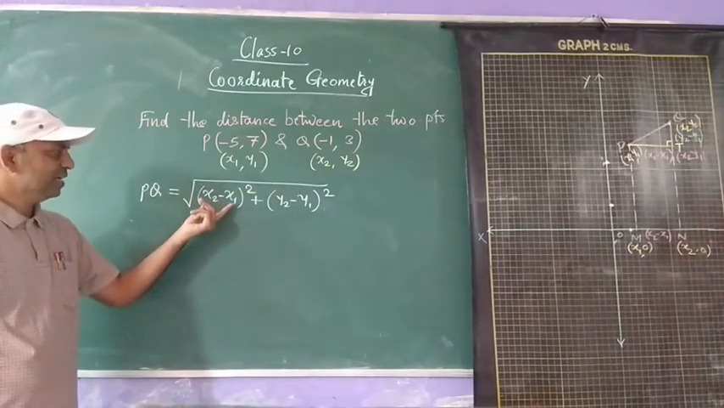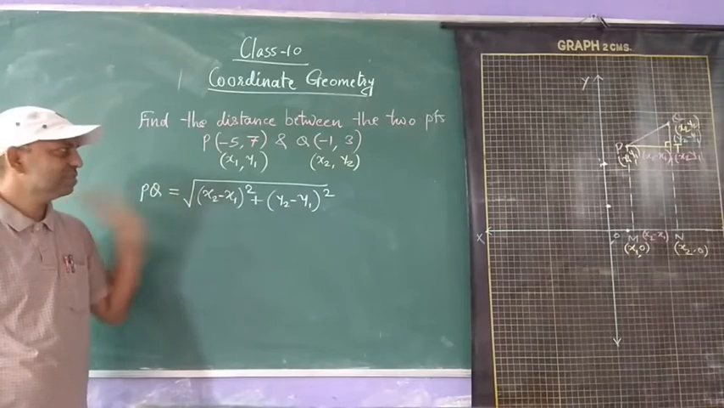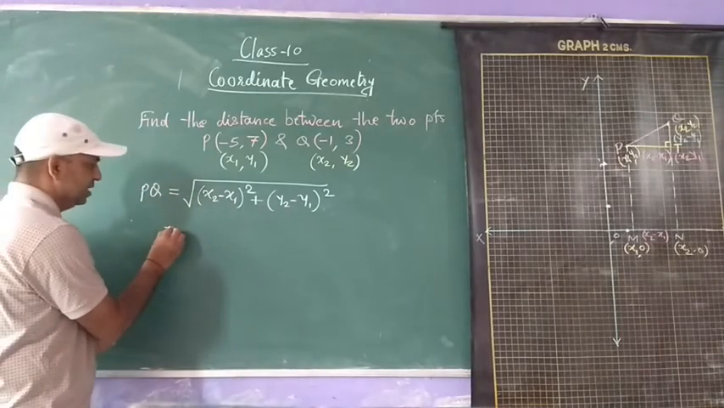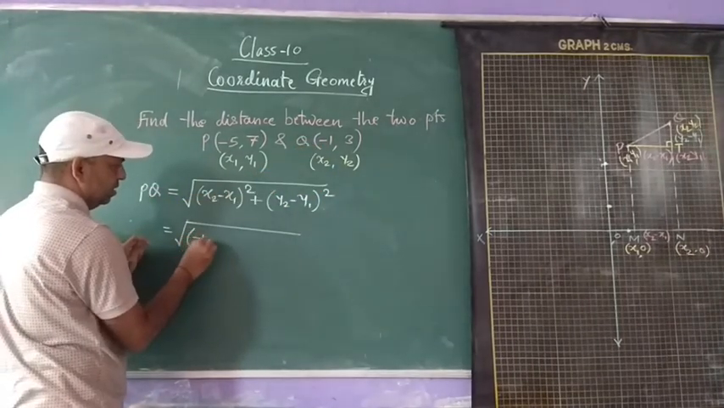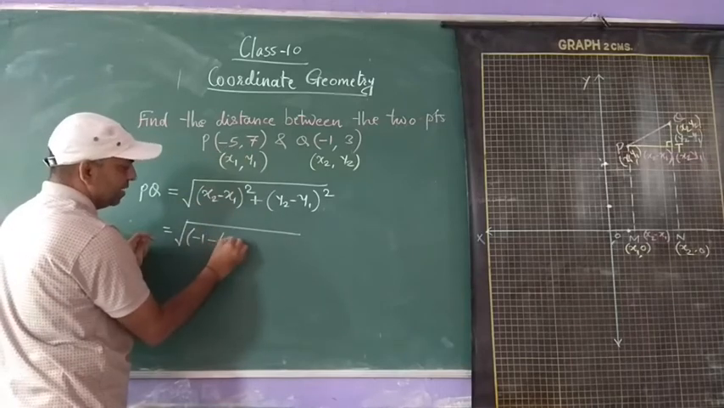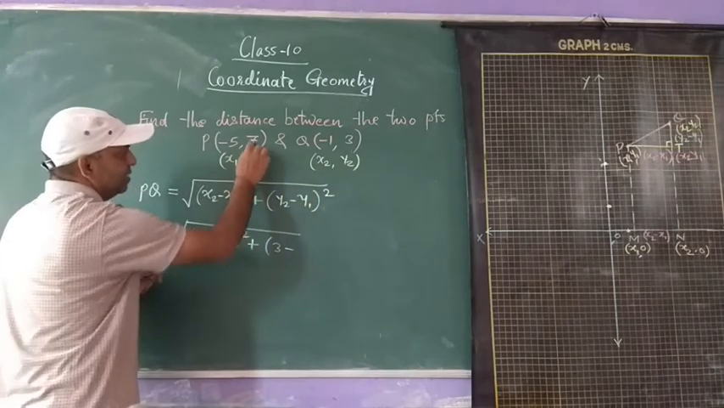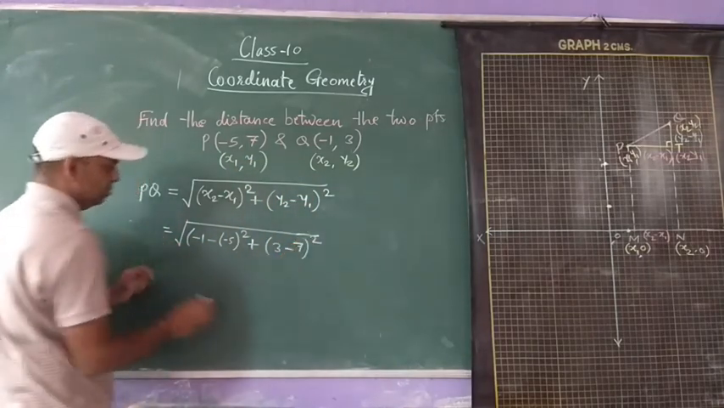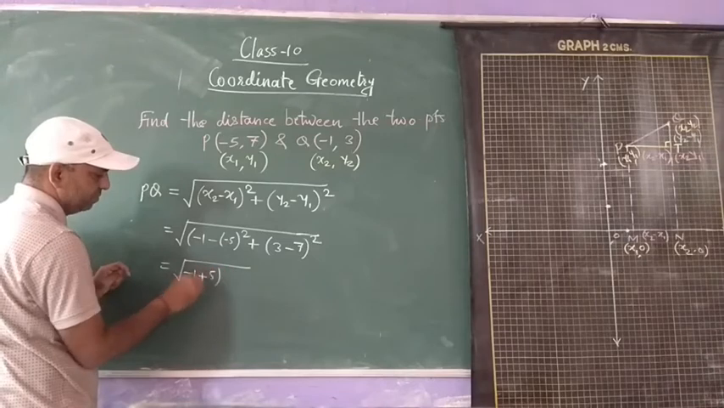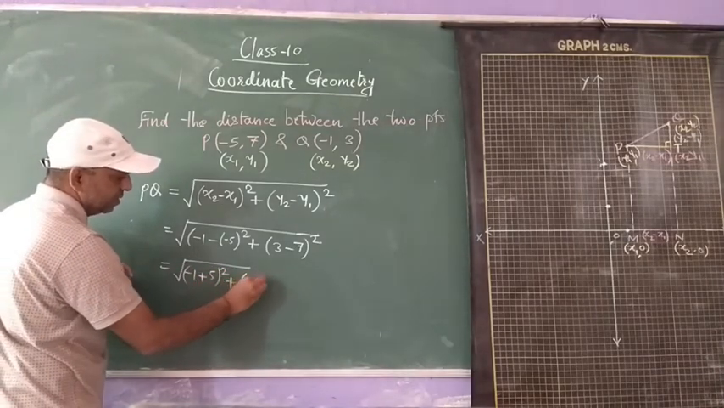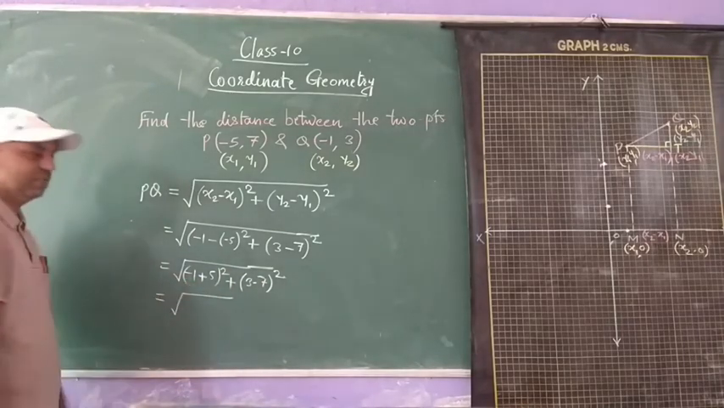So we can write here x2 minus x1 or x1 minus x2. Here also y2 minus y1 or y1 minus y2. So just substitute the values here. So x2, see, x2 is minus 1, minus x1, so minus of minus 5, bracket square, plus y2, 3 minus 7. Okay, so here minus 1 minus minus is plus 5, plus 3 minus 7 square.